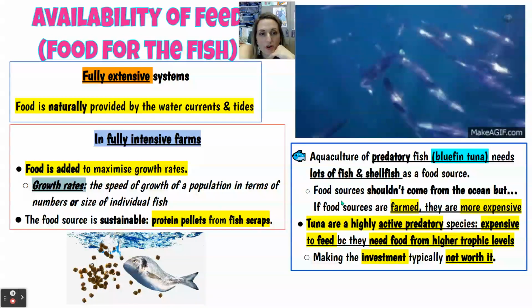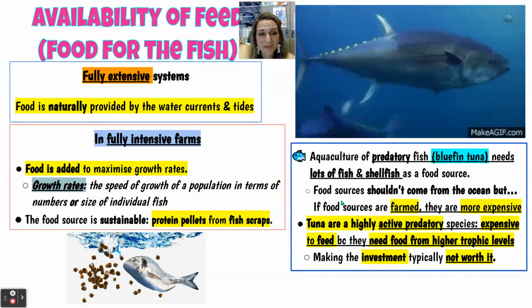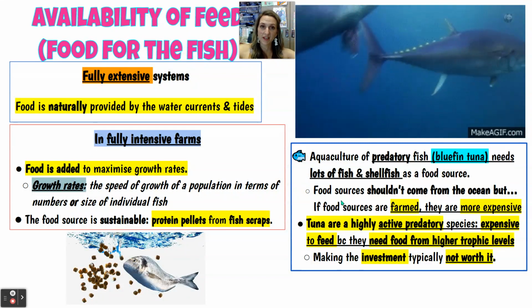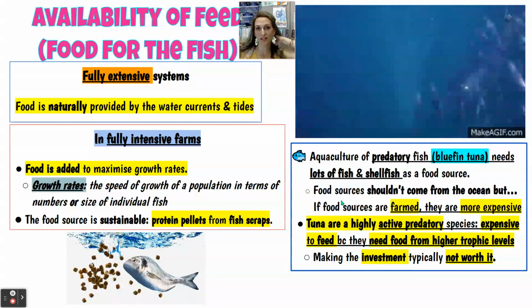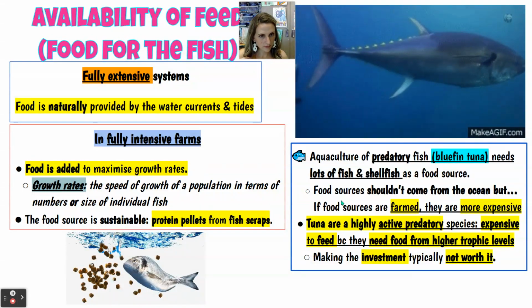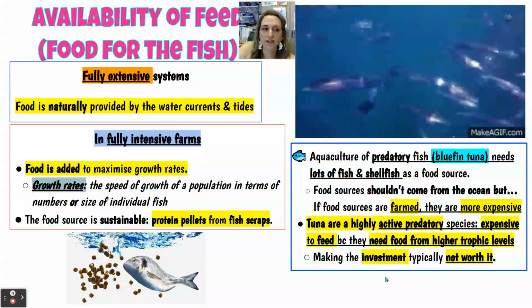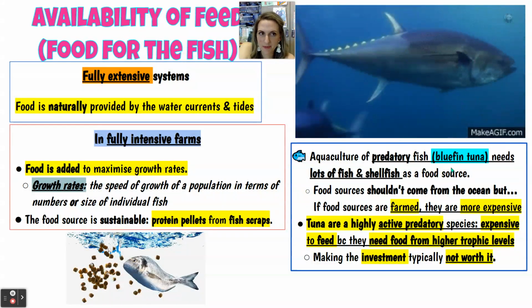Tuna are highly active prey, and they're expensive to feed. They're also expensive to maintain in their net. Sometimes they get caught in the net. They swim really fast. And their food, like I said, is from higher trophic levels. The investment is typically not worth it.